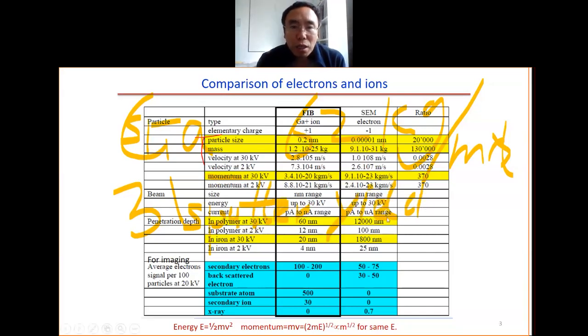The sputter yield is how many atoms kicked out per incident ion. This is called the sputter yield. So we can generate 30 secondary ions. For the electrons, it can generate X-ray, but no X-ray for the case of the ions.